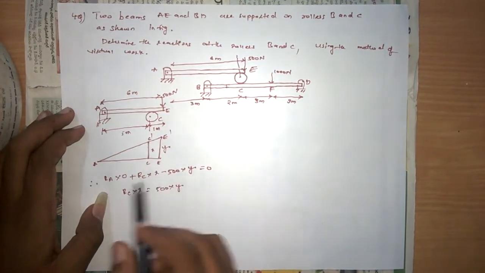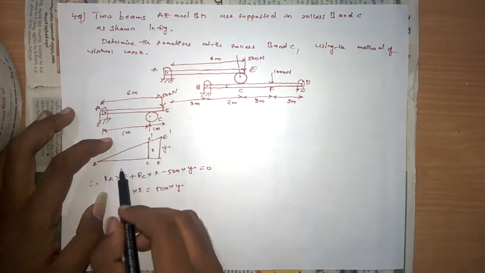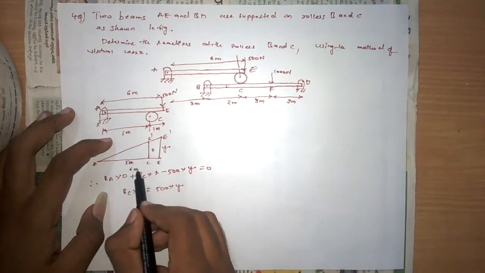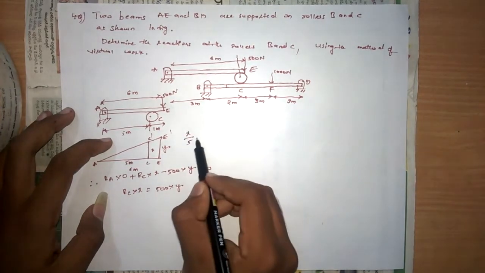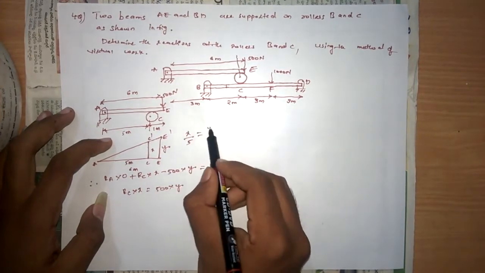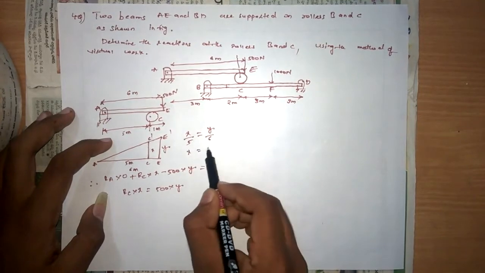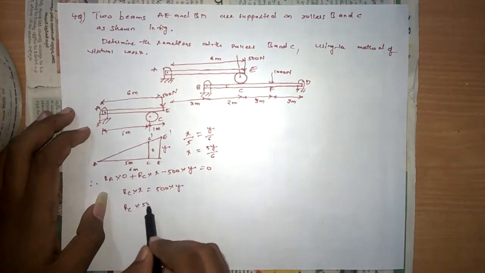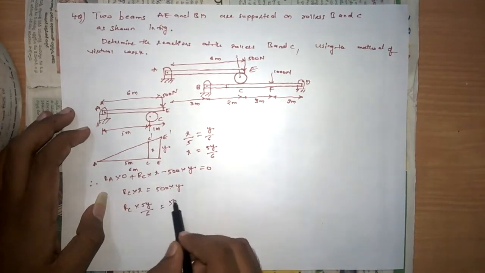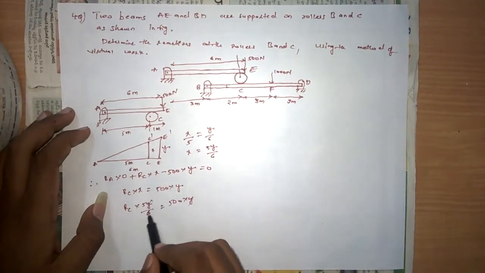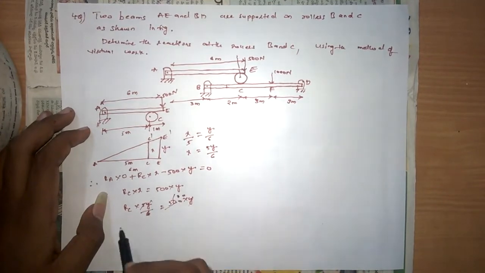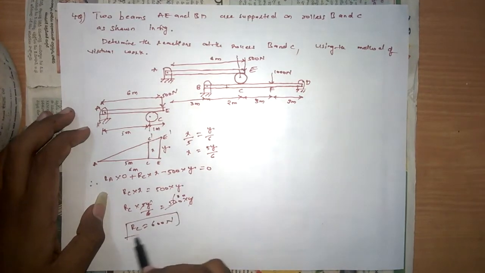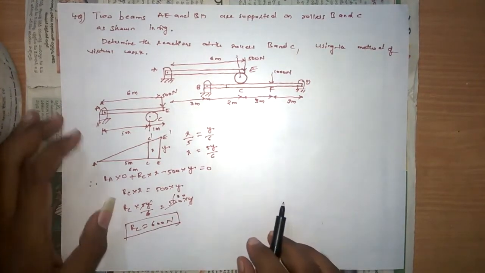From the property of similar triangles, this is 5 meters and the total distance is 6 meters. Now X by 5 is equal to Y by 6. X equals 5Y by 6. Now RC into 5Y by 6 is equal to 500 into Y. Y gets cancelled. Therefore RC equals 600 newtons, which is one of the reactions we got.